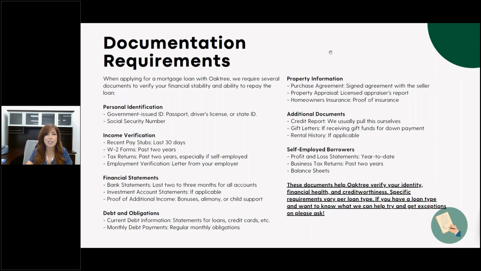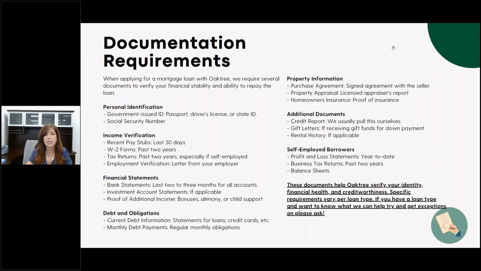It is on our matrix, so it is good to check that out, especially on our closed-end second and our HELOC program. A lot of the requirements and guidelines are on that matrix, so make sure you're checking out those matrices for those little different requirements. Purchase agreement, that's going to be typical for all loans. We're going to need the purchase contract executed by all parties, any addendums, counteroffers, and all of that.